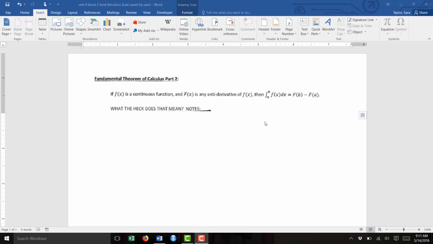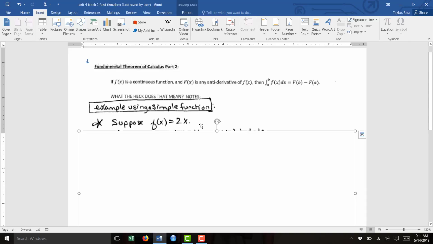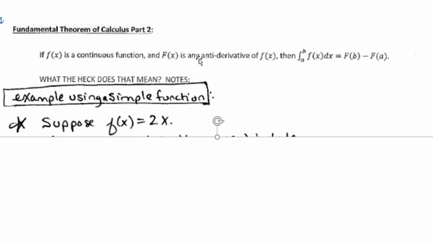So let's go ahead and try to understand this by way of an example, first of all. I'm going to take a simple function here for us to work with. We're going to consider the function little f of x equals 2x. So notice in this fundamental theorem, we have two functions going on, little f of x, which is the function we're going to integrate, and capital F, which is the antiderivative. So if little f of x is equal to 2x, then what is its antiderivative? What is the function that when you find its derivative gives you 2x?